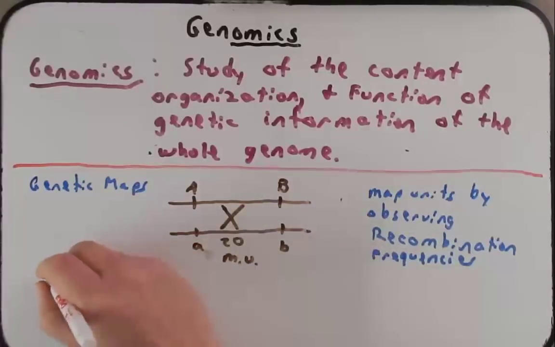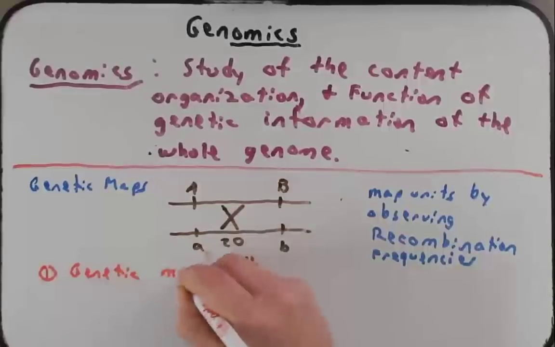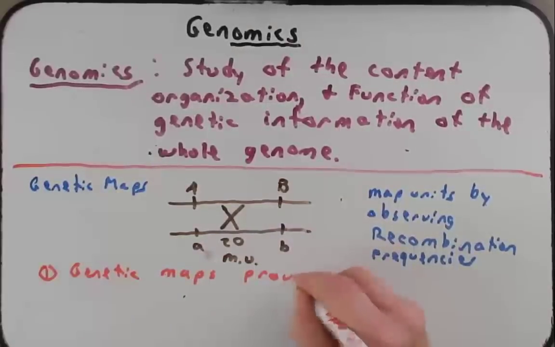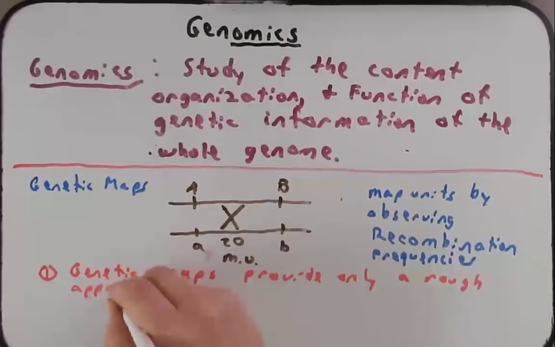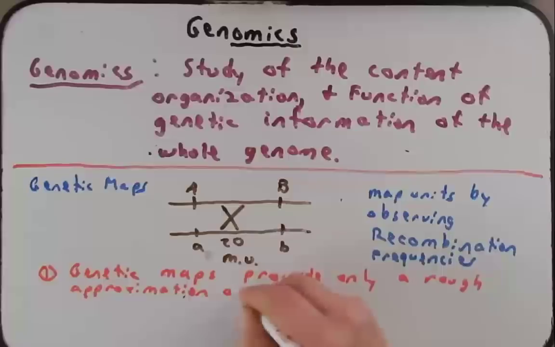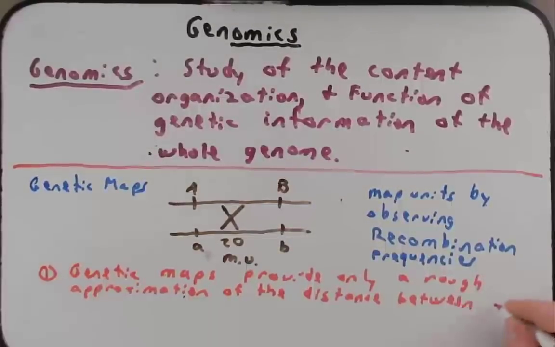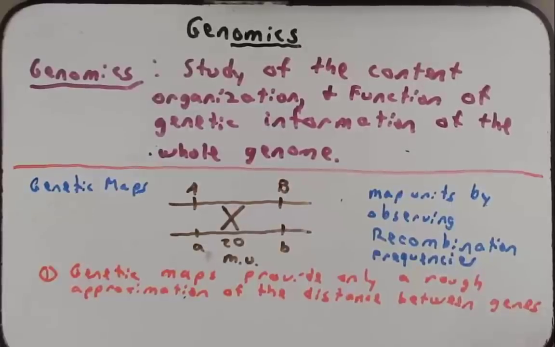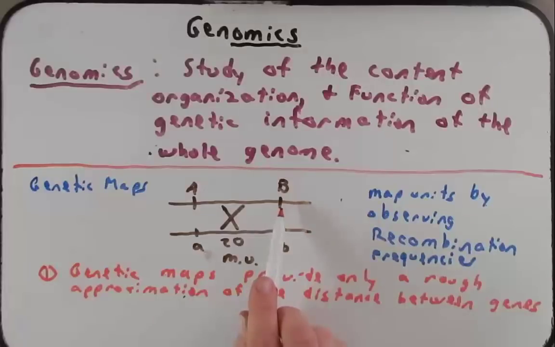However, there are some problems with this. The first is that genetic maps provide only a rough approximation of the distance between genes. And what we've learned is that when we finally understood the actual nucleotide sequences between these two genes, the genetic maps weren't always as accurate as we thought. They're pretty good, but not as accurate as we might have hoped.